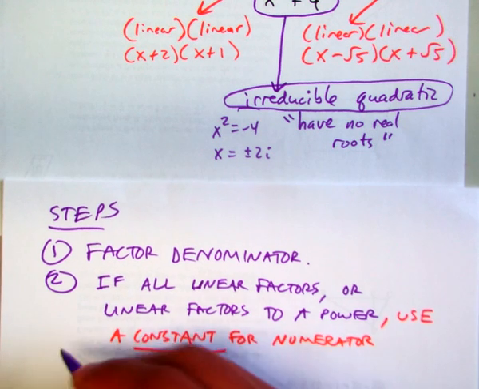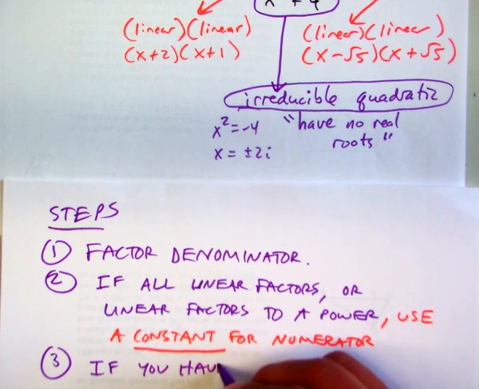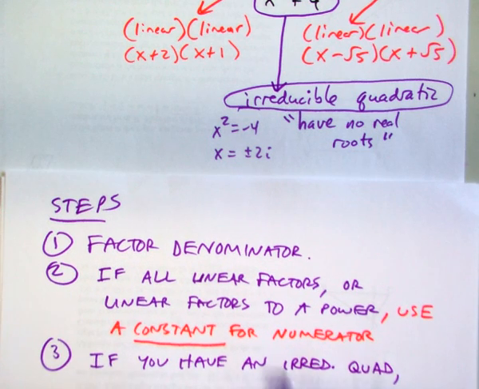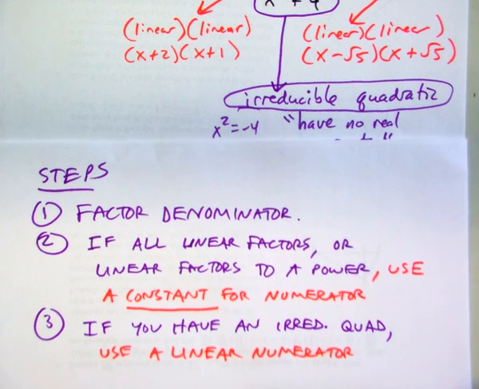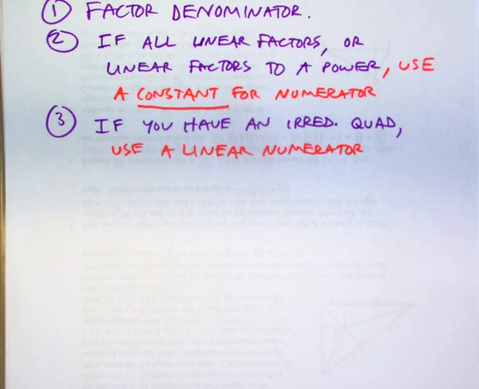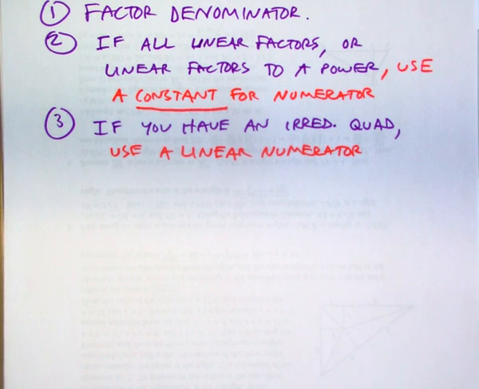Okay? 3. If you have an irreducible quadratic, which we just talked about, you're going to use a linear numerator for the setup. Okay? And we'll go through one very complicated example, just setting it up, not actually solving it, so you can see how all these rules work. Okay?